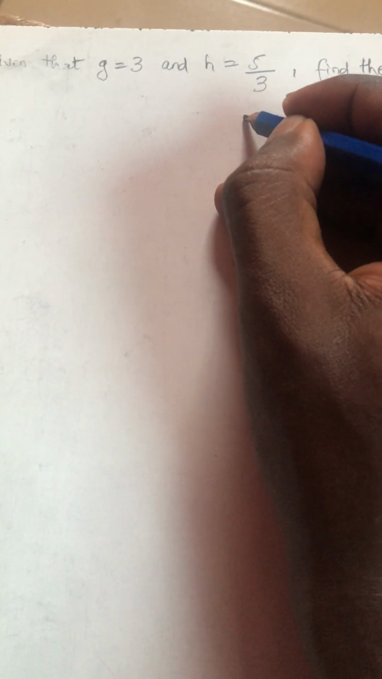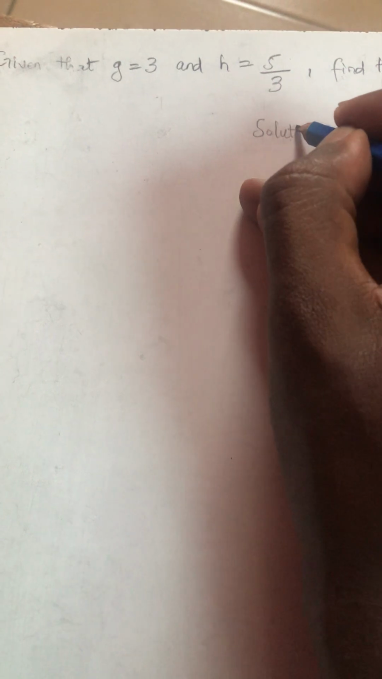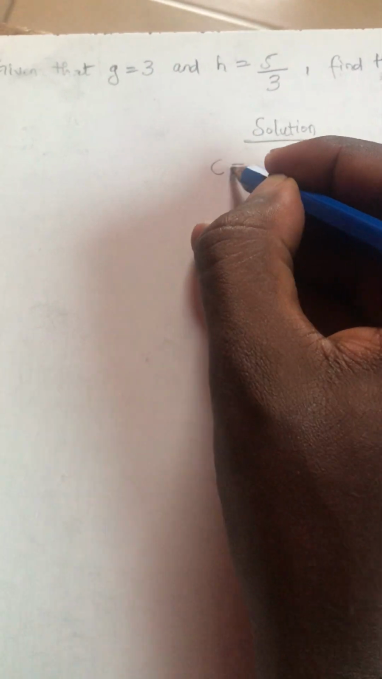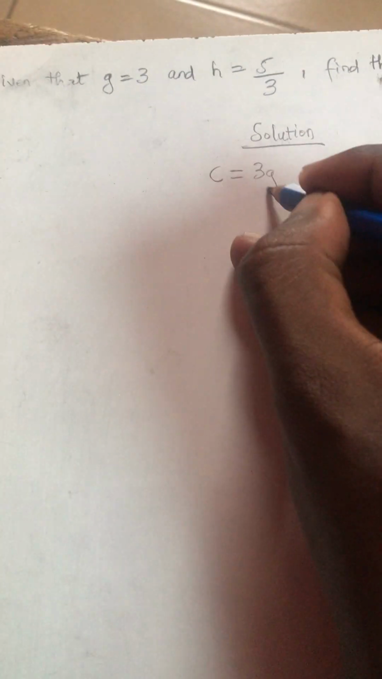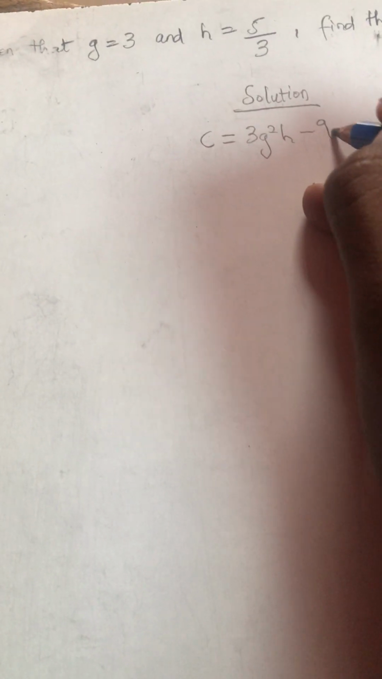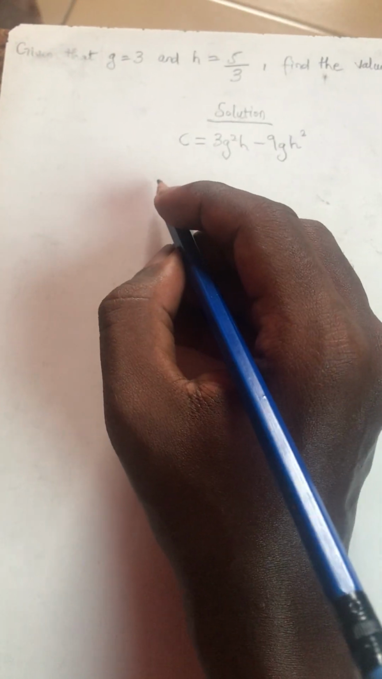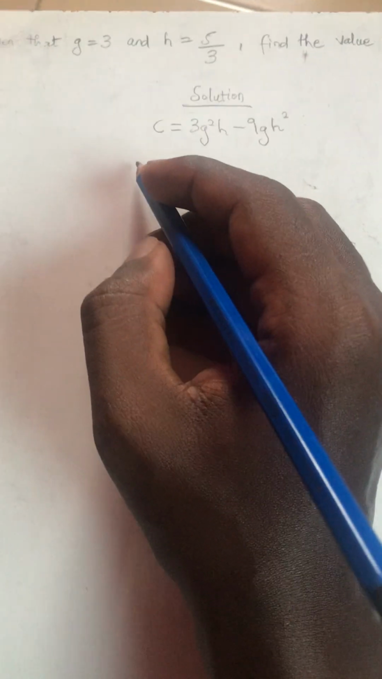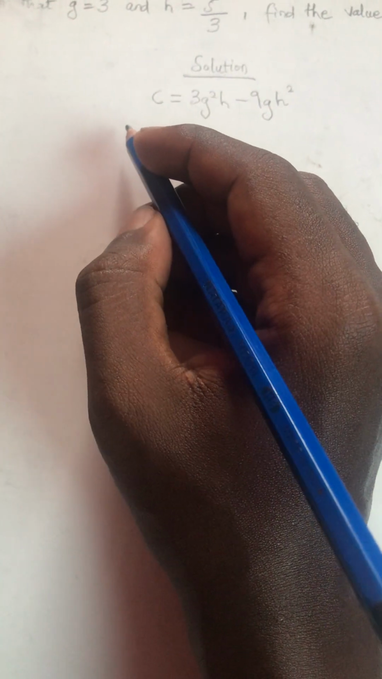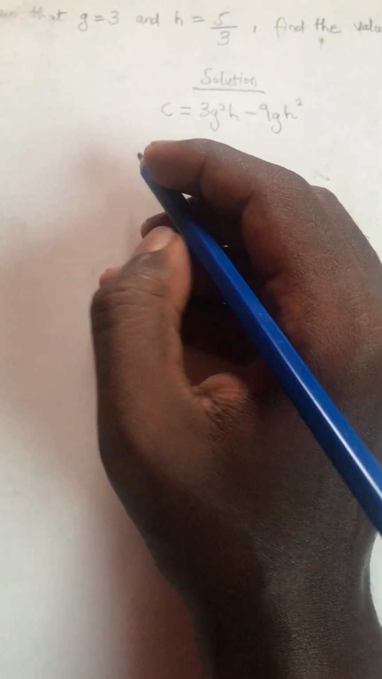Let's quickly delve into it. So, solution. Our given equation is C equals 3g squared h minus 9gh squared, where g is 3 and h is the fraction 5/3. So we only have to insert our given values into the equation.